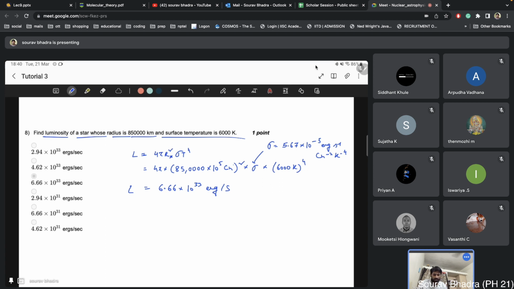So it is comparable to the Sun, because the Sun has this much radius and 5800 Kelvin, and for the Sun you will get roughly 3 times 10 to the power 33 erg per second. So it is a sun-like star which has a little higher radius, and that will give you 6.66 times 10 to the power 31 erg per second. This is important, and I think in the exam also you will get at least one problem from this particular expression, luminosity, how it varies with radius and temperature.